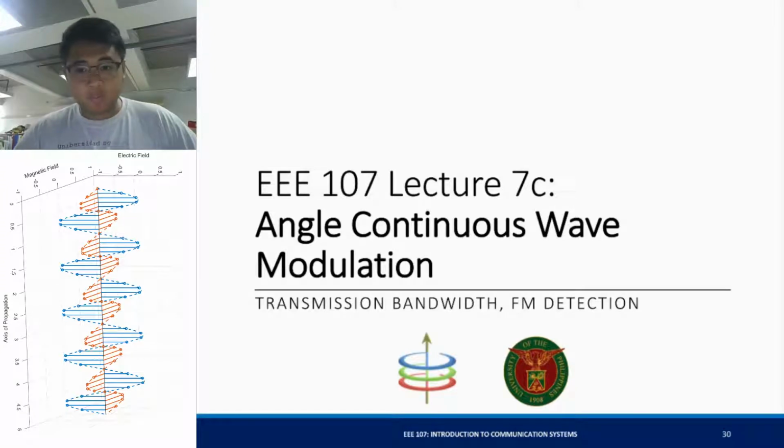Hi, welcome to the third and last part of Lecture 7 about continuous wave modulation. In this lecture, we'll be talking about the transmission bandwidth of a general FM wave, given a message signal or the properties of a message signal. In the previous lecture, we talked about single tone modulation. Now let's generalize it to an m(t) with known properties. Okay, and we'll also talk about how we detect FM.